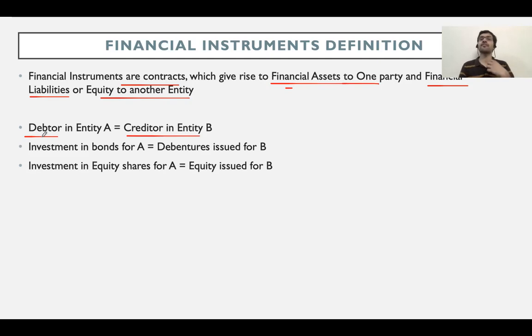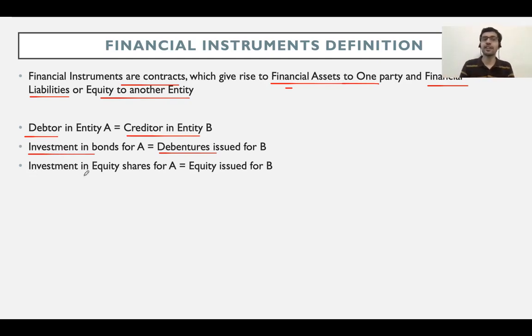Let us say I have invested in bonds which are issued by you. You, as an entity, have issued bonds to me, and I have invested in those bonds. Investment in bonds is nothing but a contractual right to receive cash, so I will classify it as a financial asset. For you, you will show the debentures or bonds issued as a financial liability because you have a contractual obligation to pay cash. I have invested some amount with you, and at a future point in time, you have an obligation to pay cash to me. So what is a financial asset for me is a financial liability for you.